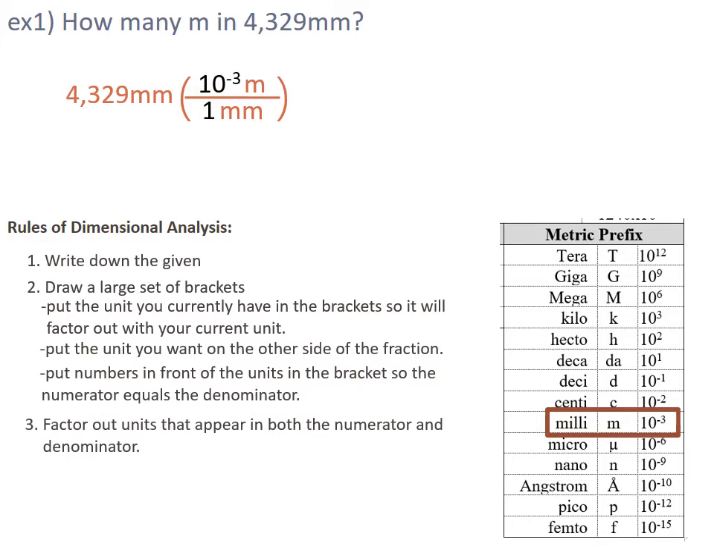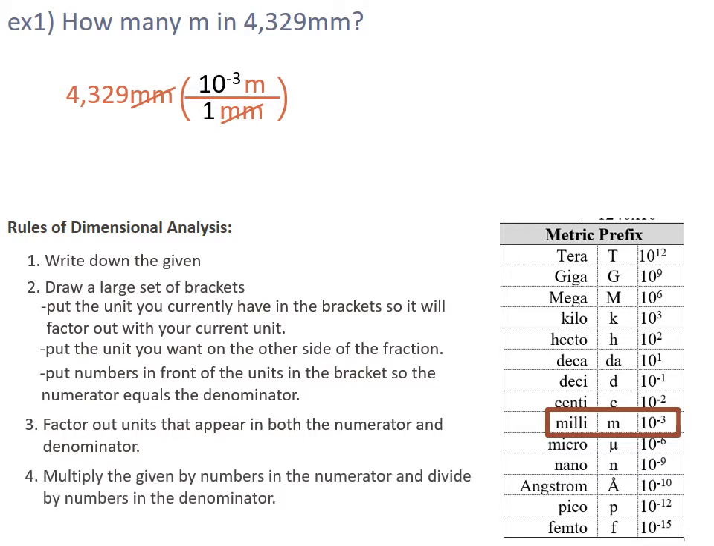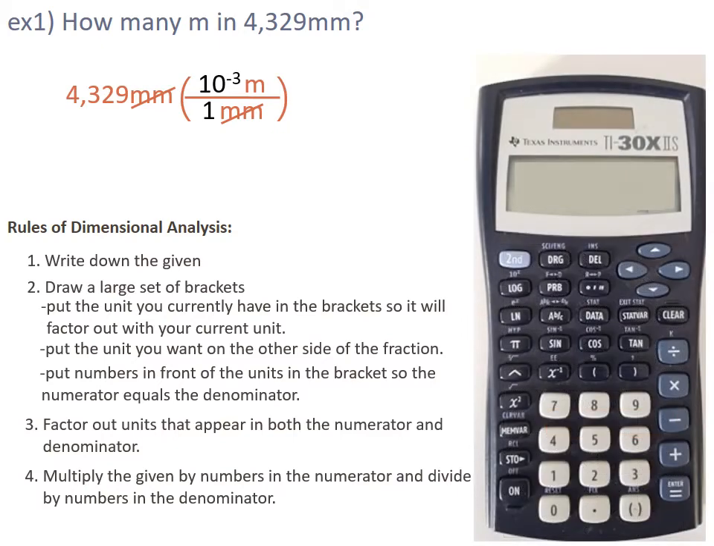So factor out units that appear in both the numerator and the denominator. I got millimeters in my given, and that will factor out with the millimeters in the denominator. Now I'm going to run it through my calculator by putting my given in the calculator, multiplying by the numerator, and then dividing by the denominator.